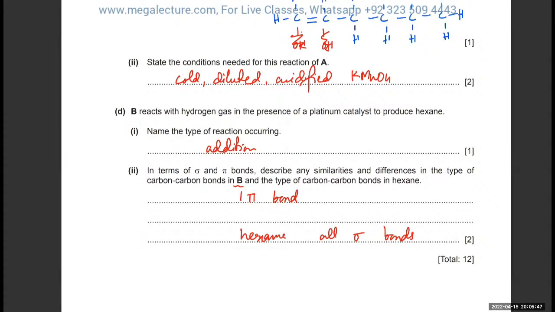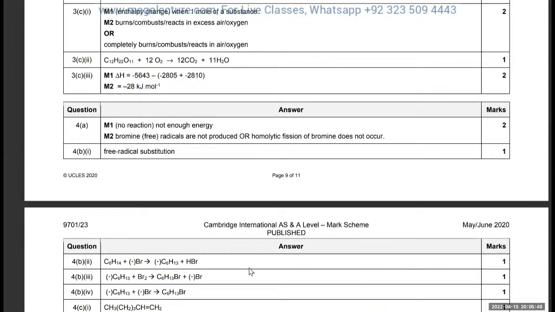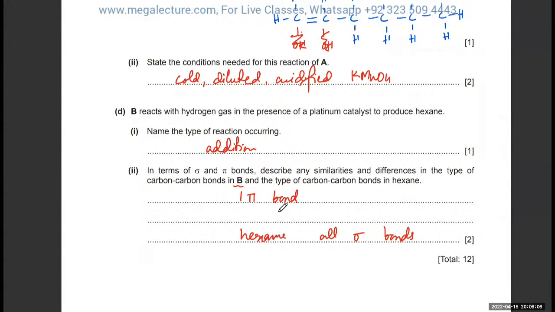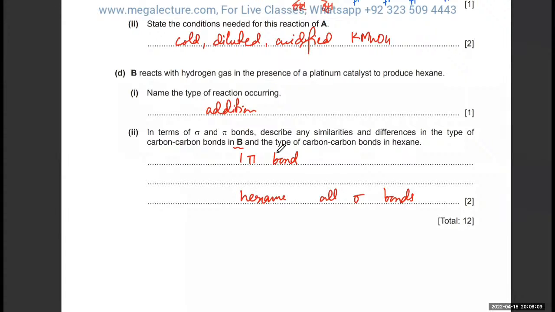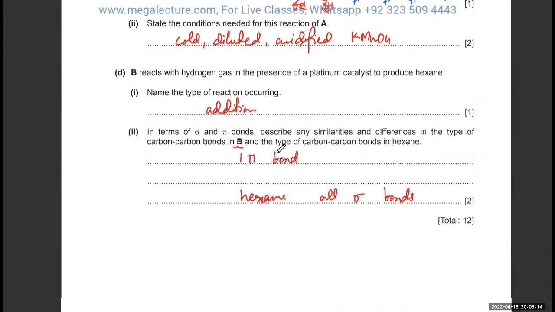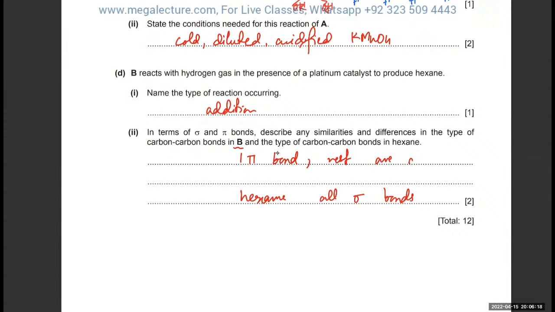So I'll check the marking scheme for this, like in terms of sigma and pi bond, how are they describing that? So that is exactly what they're looking for. Only sigma bonds in hexane, so that's fine. And B has sigma bonds and one pi bond. You could have written it more clearly, but that is what they are looking for. So B had at least a single pi bond. The rest were all sigma. We should have written that the rest are all sigma bonds.